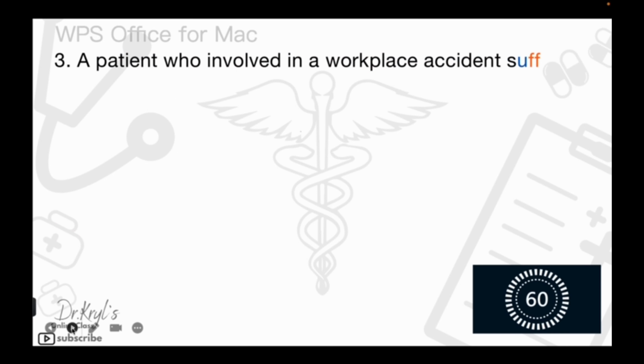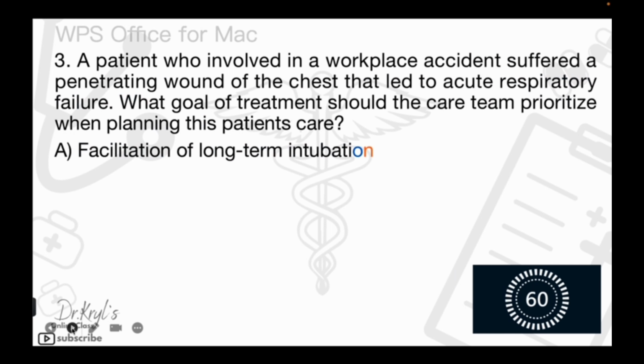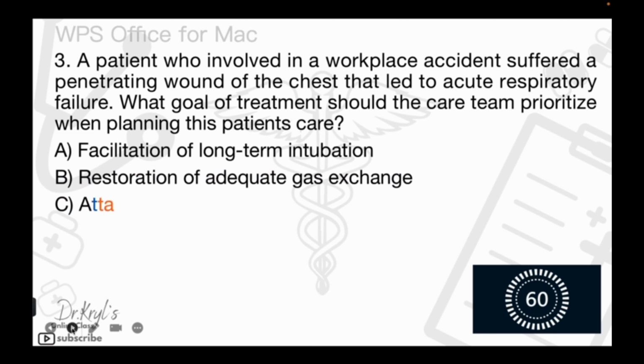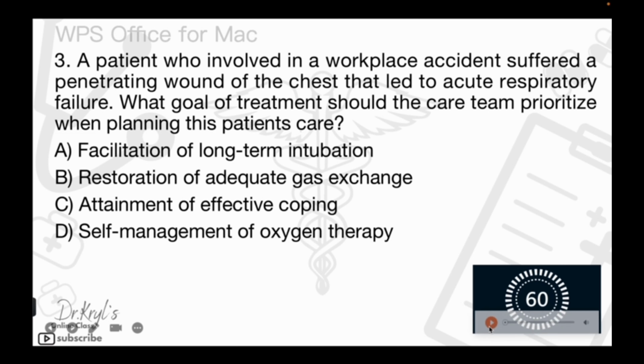A patient who involved in a workplace accident suffered a penetrating wound of the chest that led to acute respiratory failure. What goal of treatment should the nurse team prioritize when planning this patient care? So, A, facilitation of long-term intubation. B, restoration of adequate gas exchange. C, attainment of effective coping. And D, self-management of oxygenation. So, time starts now.